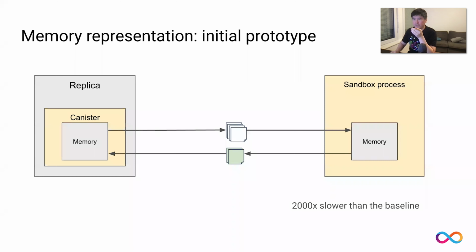Now, Adam and I will describe the two most important optimizations. The first one is optimizing the memory representation. So the initial prototype used a very simple and obviously correct scheme where for each request, query or update, it would send the whole content of the memory to the sandbox process. The sandbox process executes and then returns back the modified pages. So this works and it's simple, but the downside is it's very slow.